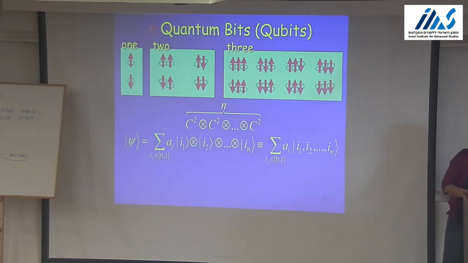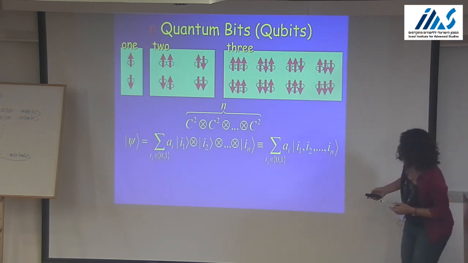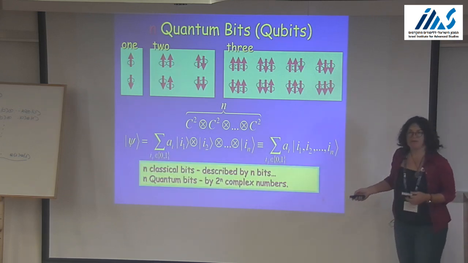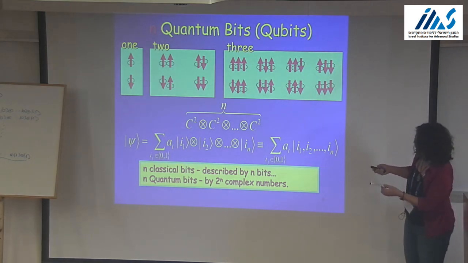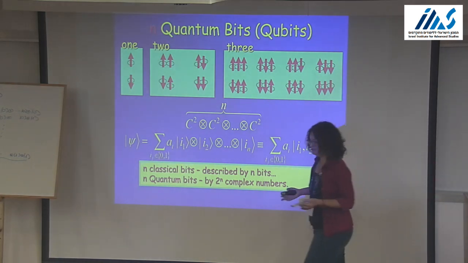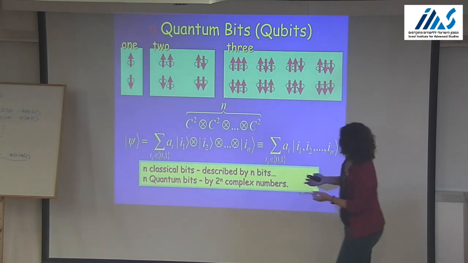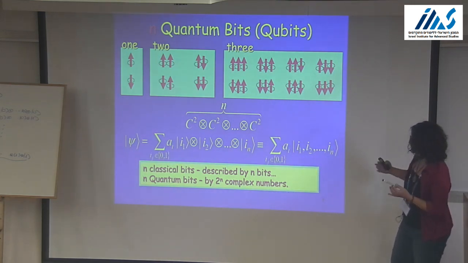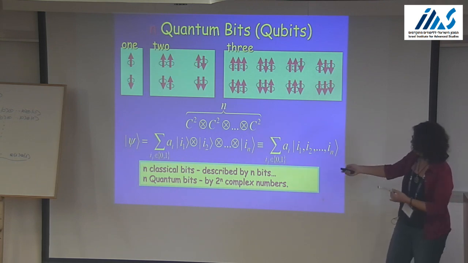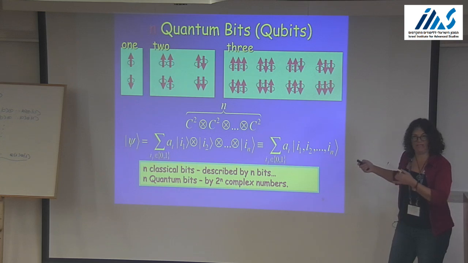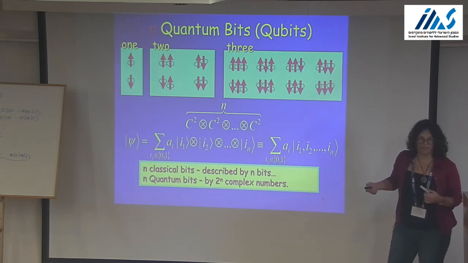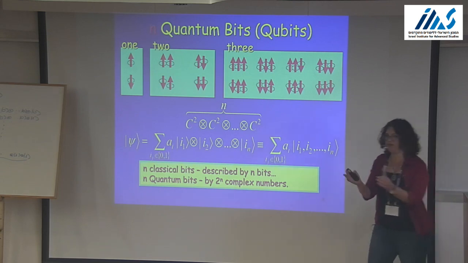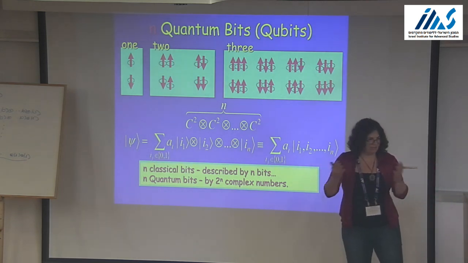So now, the point in this definition of this space is that it's very hard to grasp. A classical physical system of n bits is described by n bits. A quantum system of n qubits is described by 2 to the n complex numbers, or real numbers if you want. How does nature actually update all this information?